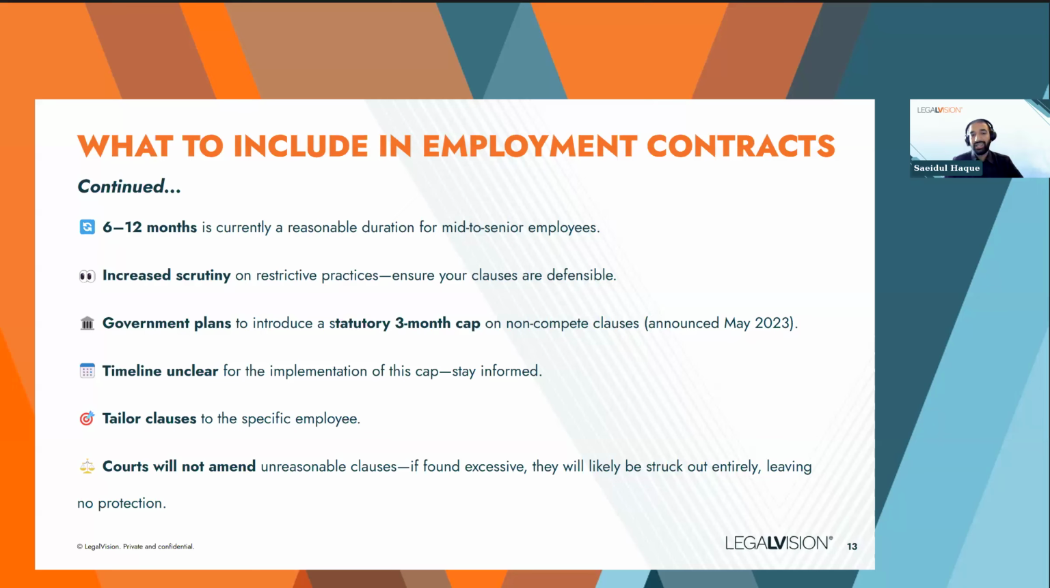So really, it is important to tailor the clause to each employee and the facts and circumstances as they present themselves. Courts will not ordinarily fix or seek to amend unreasonable restraint clauses, especially given the unequal bargaining position between an employee and their employer. If any part of the clause is considered unreasonable, they will likely strike out all the unreasonable parts of the clause, in which case you are likely to be left with no protection or little to none.